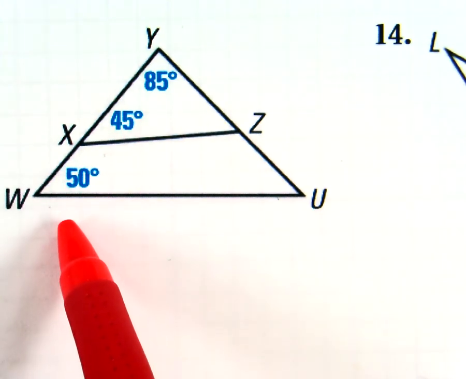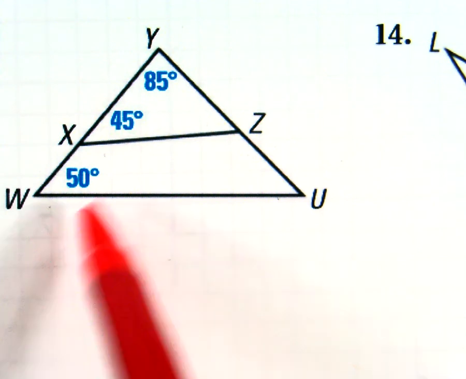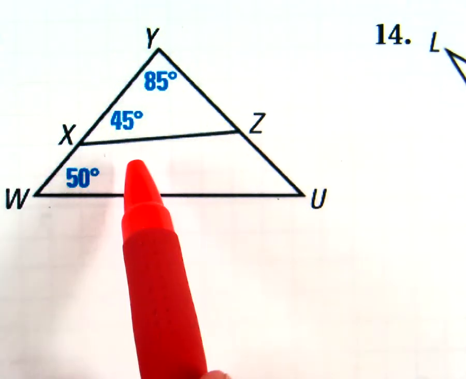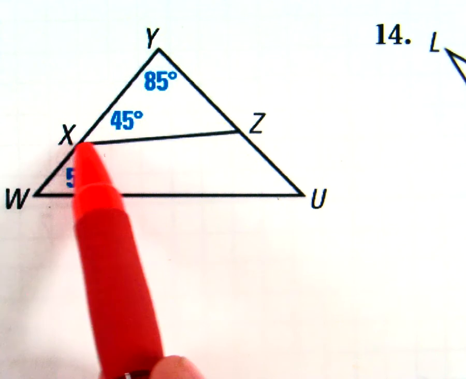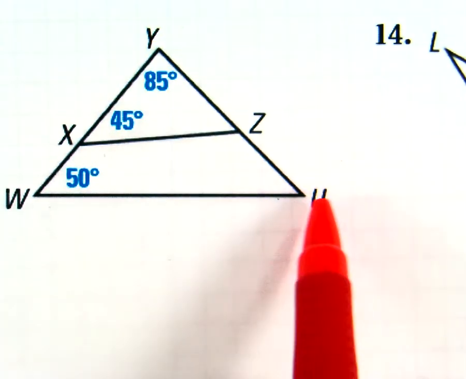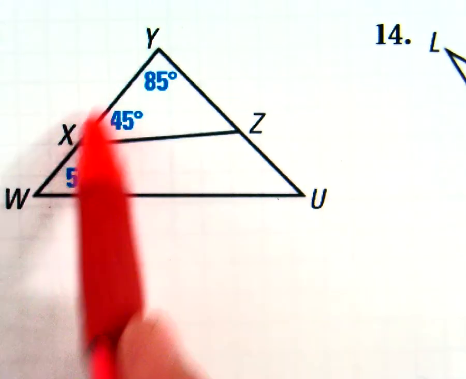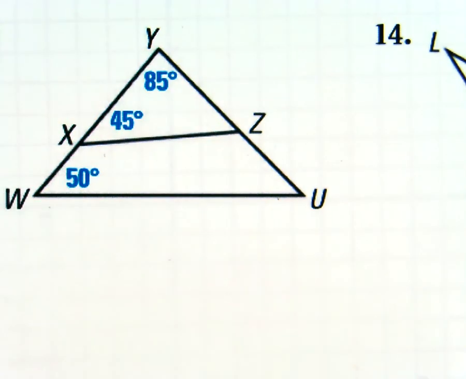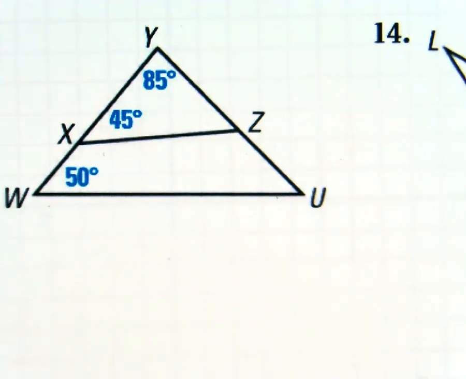So you can write a similarity statement. When you do it, make sure you do it in order. You can put them in any order you want, but if I go small, medium, large, that would be XZY is similar to UWY. Remember, the corresponding vertices have to be listed in the same order.